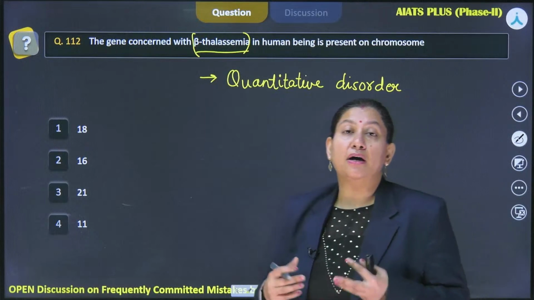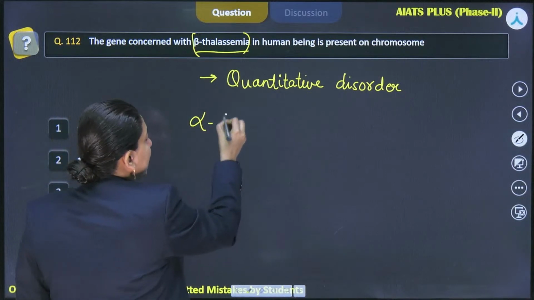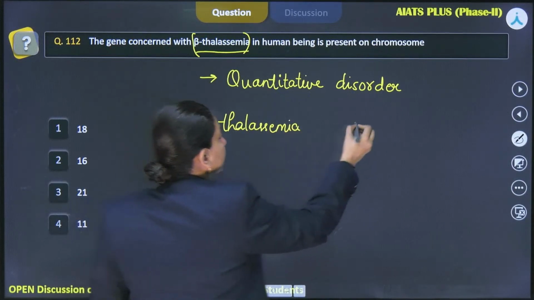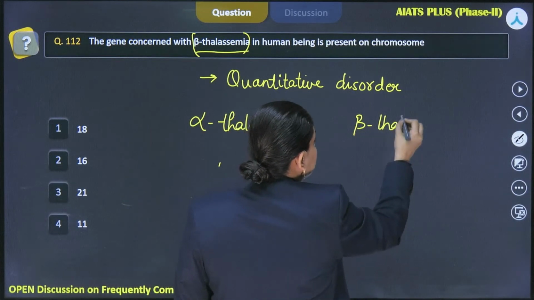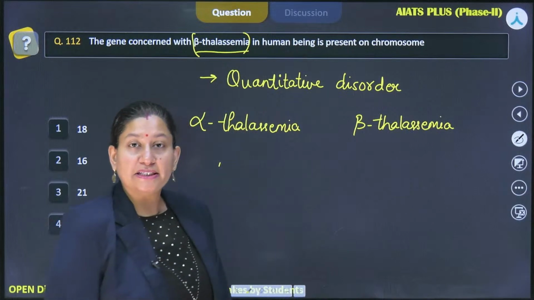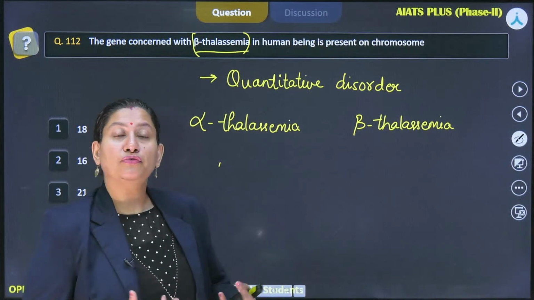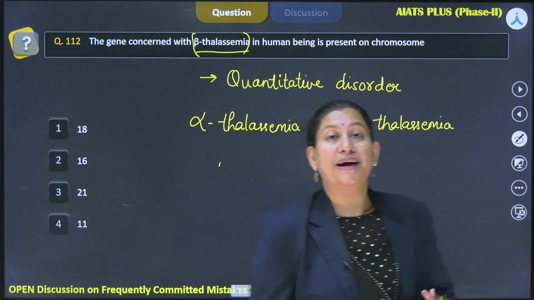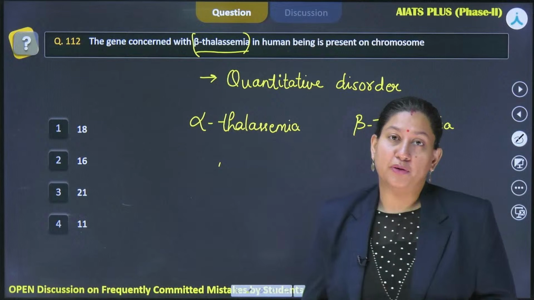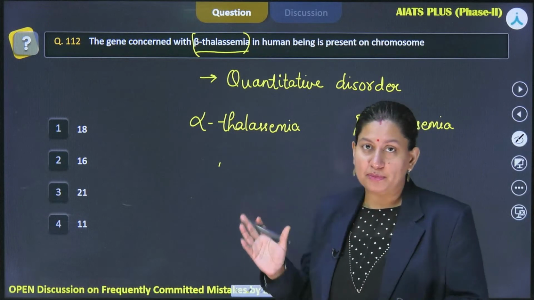Let's suppose there is a reduced synthesis of alpha chains, then we call it alpha thalassemia. If it is a reduced synthesis of beta chain, we call it beta thalassemia. And in case of reduced synthesis of both of them, we call it alpha beta thalassemia, a rare form of this disorder. Also, the amount of reduction decides whether it's a minor thalassemia or a major one, right? If there is a reduced synthesis by 20% or 25%, it will be minor. Greater than 50% would be the major one, right? So this is how we decipher this disorder.